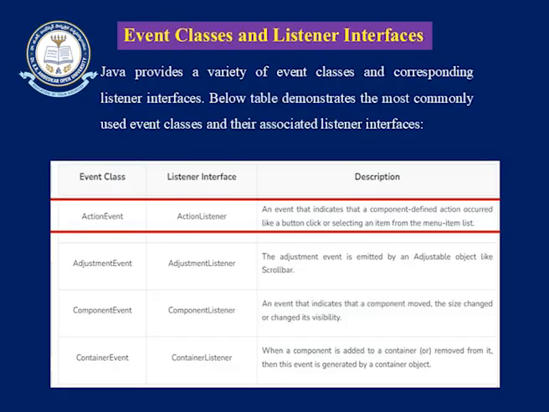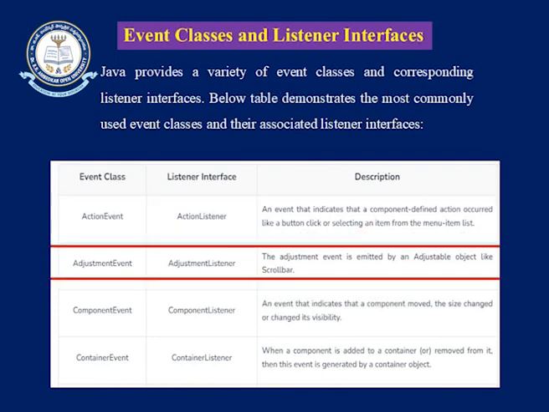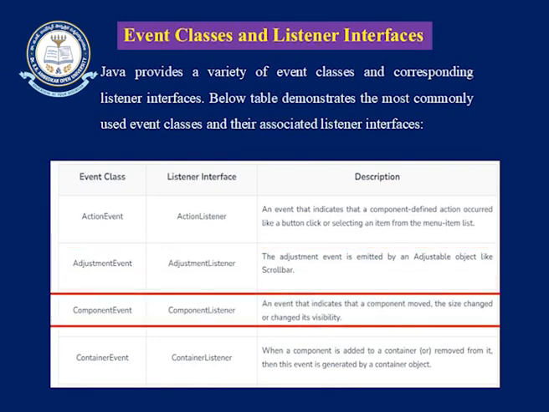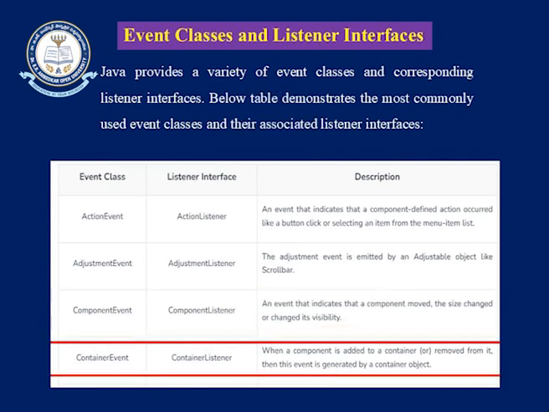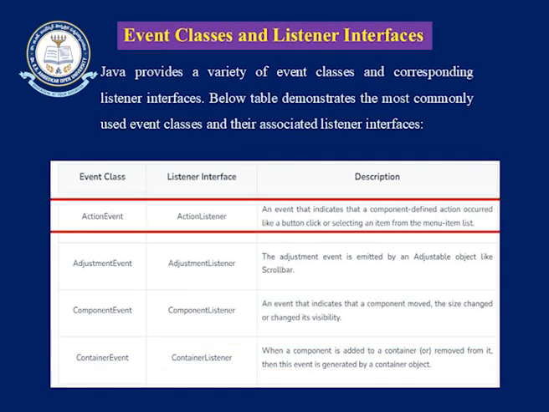The first one is the action event. If you want to handle the action event, then you need the action listener. For the adjustment event, we have the adjustment listener. Next is the component event, for which we have the component listener. Again, the container event, for which we have the container listener. What is meant by the action event? It is an event that indicates that a component-defined action occurred. When the action occurs, this event triggers and is handled by the action listener.